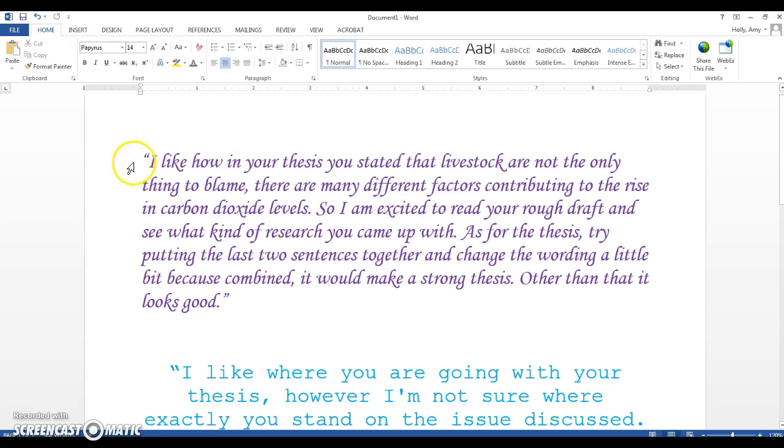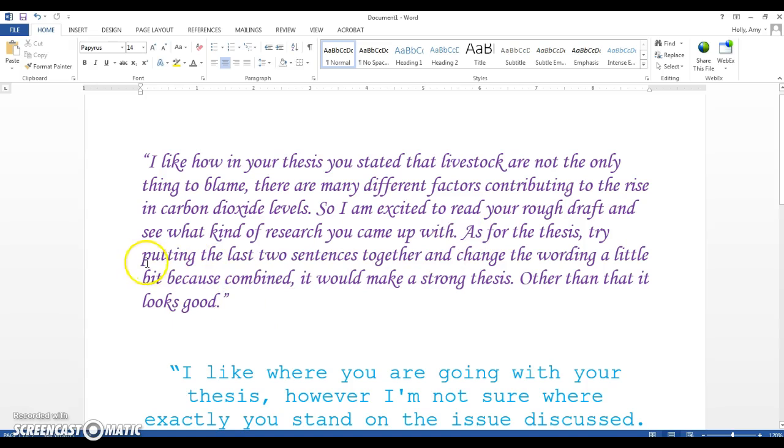So the first one here: "I like how in your thesis you stated that livestock are not the only thing to blame. There are many different factors contributing to the rise in carbon dioxide levels. So I'm excited to read your rough draft and see what kind of research you came up with. As for the thesis, try putting the last two sentences together and change the wording a little bit, because combined it would make a strong thesis. Other than that, it looks good."